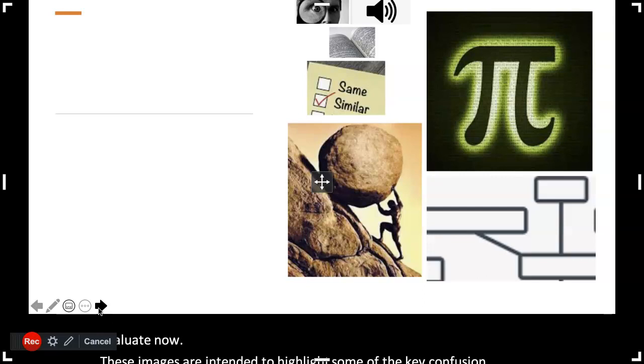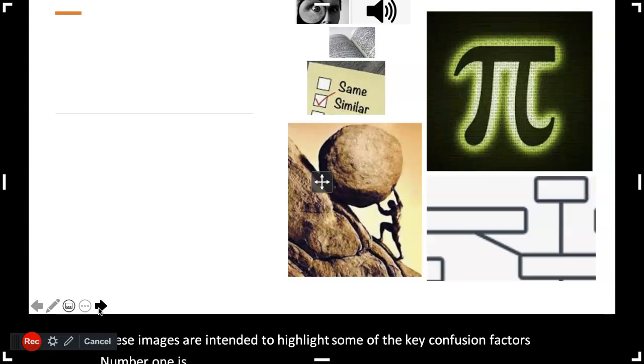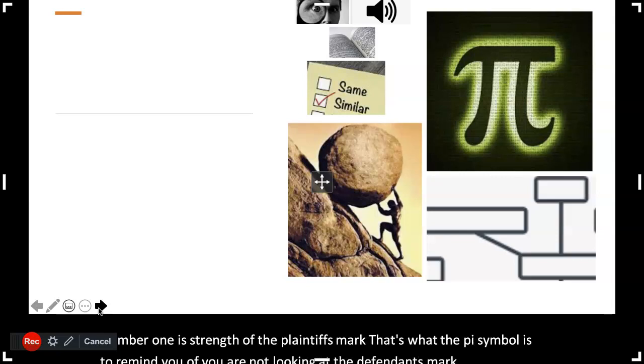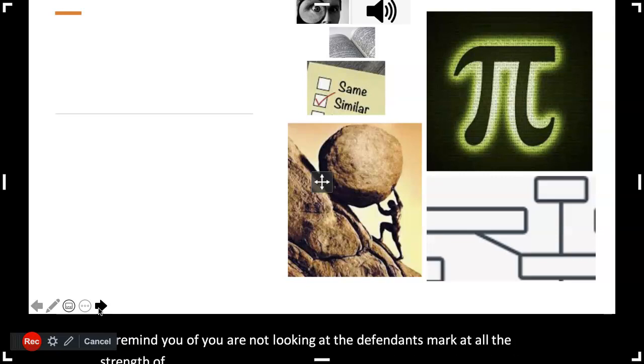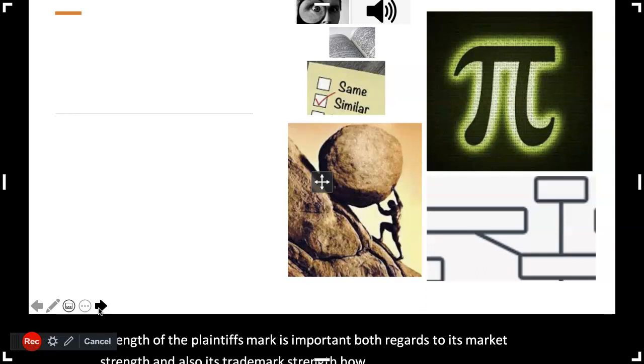Number one is strength of the plaintiff's mark. That's what the pi symbol is to remind you of. You are not looking at the defendant's mark at all. The strength of the plaintiff's mark is important both with regard to its market strength and also its trademark strength. How distinctive is it? So for this, it's not enough that the mark is registered.